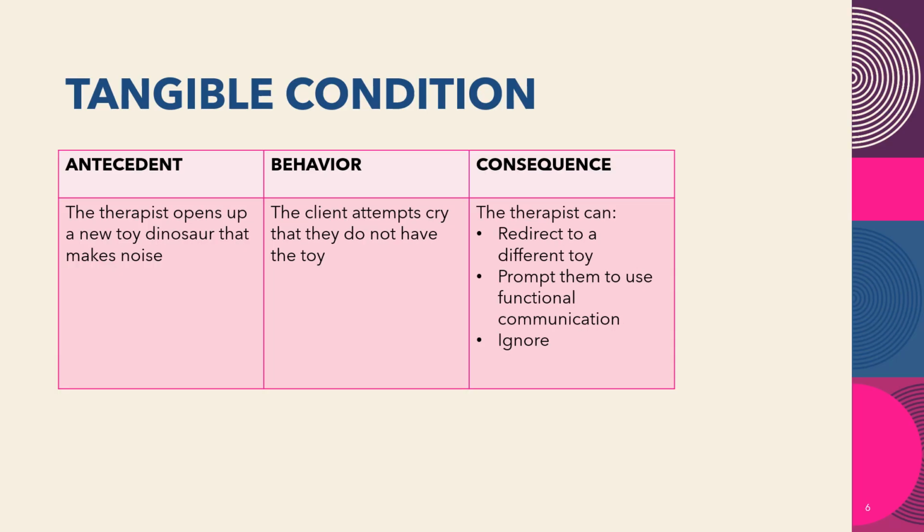In our tangible condition, the therapist opens up a new toy dinosaur that makes noise. The client attempts to cry because they don't have the toy. The consequence the behavior therapist can do is redirect to a different toy, prompt them to use functional communication, or ignore the child completely, or offer alternatives. Any amount of consequence strategies you can probably do for any of these conditions.